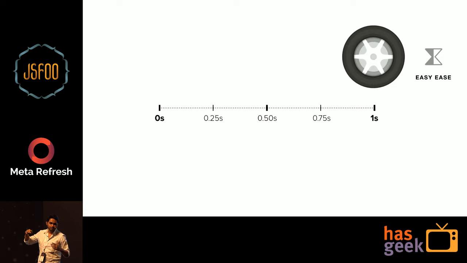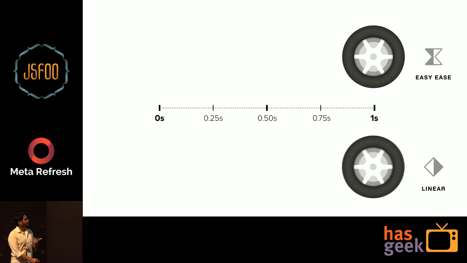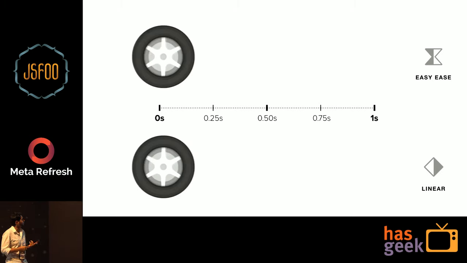It starts fast and stops slow. That is called easy ease. Now, I'm not getting into the details of what an easy ease keyframe is, because that's beyond the scope of this talk. But here, this is how you can compare the two.